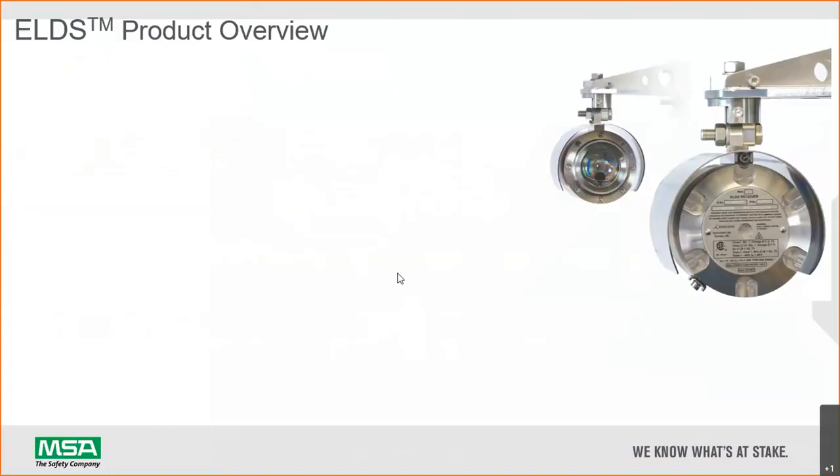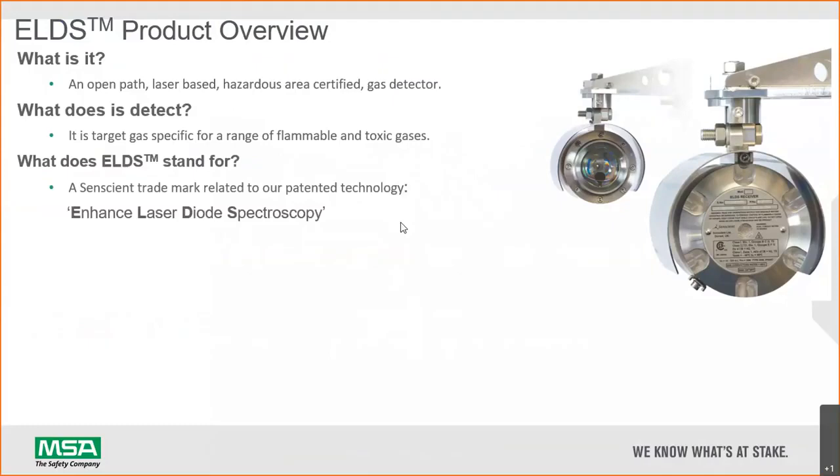Okay, the first thing which we would like to highlight is the product overview. What is it basically? This is nothing but an open path, same like traditional open path differential IR, but this is laser based, used for hazardous area gas detectors. What does it detect? It is target gas specific for a range of flammable and toxic gases. And ELDS stands for Enhanced Laser Diode Spectroscopy. That is the complete name.